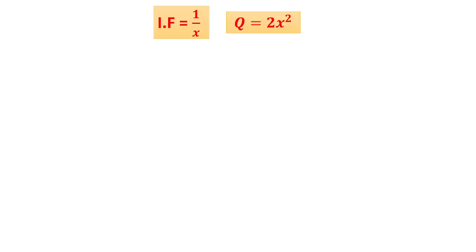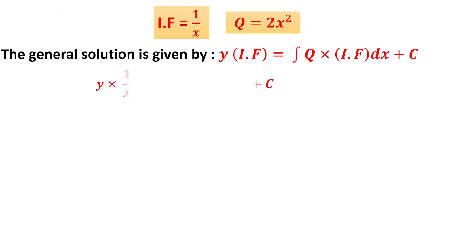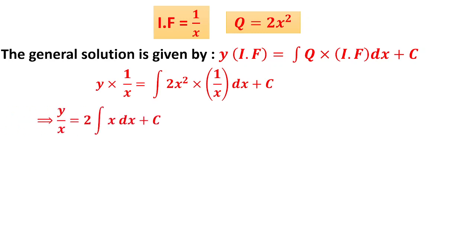Now let us move on. I have integrating factor as 1 by x, q as 2x square, which is the right hand side. Therefore the general solution is always given by y into integrating factor is integral q into integrating factor into dx plus c. Put it there: y into 1 by x, integral 2x square into integrating factor 1 by x dx plus c. x and x will get cancelled.